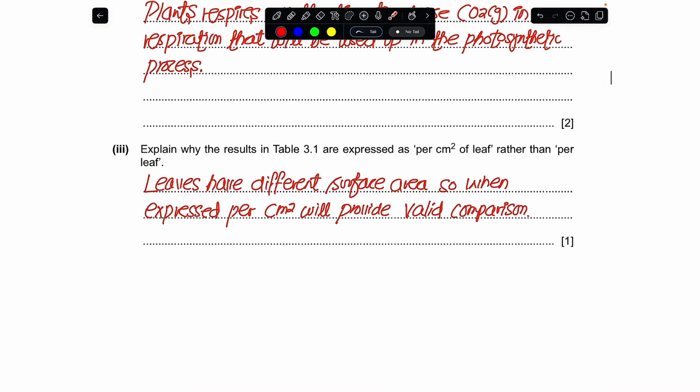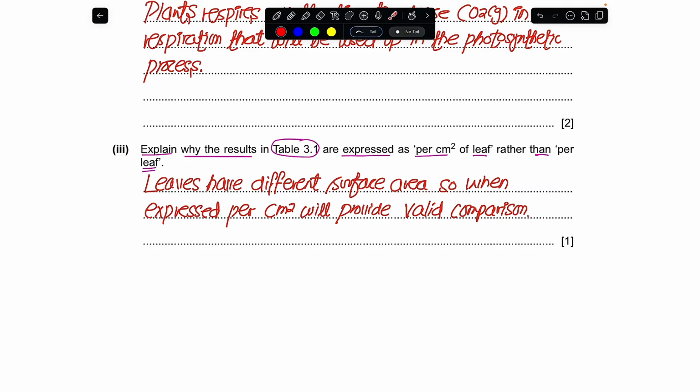Moving onward, for 1 mark, they are asking us to explain why the results in table 3.1 are expressed per centimeter square of the leaf rather than per leaf. The CO2 getting used up was calculated per centimeter square of the leaf, not for an entire leaf. The idea is that in this investigation, the size of the leaves could vary. So when we calculate the carbon dioxide being used up per centimeter square of the leaf, this provides us with a valid comparison.